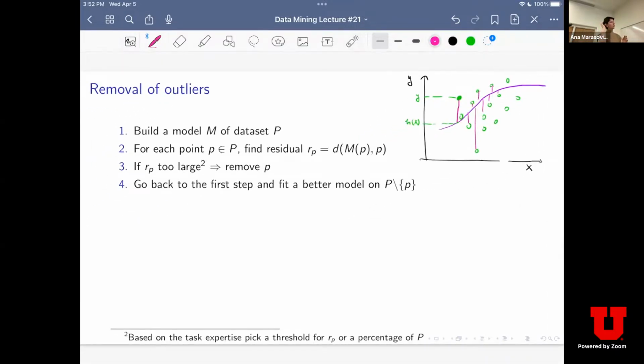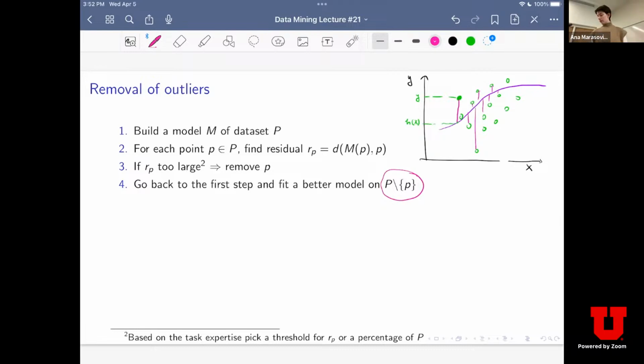And then if our residual is too large, we would potentially remove our point. We would go back to our data and actually back to our model and start over, but with cleaner data. So we would remove that point from our set and try to fit a better model.